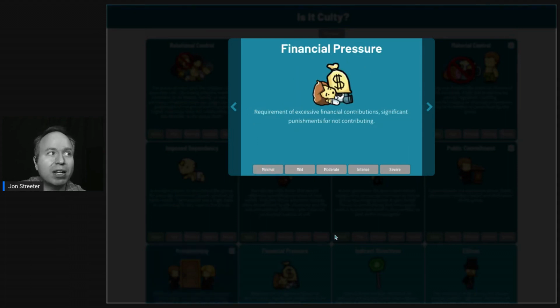All right. Financial pressure, requirement of excessive financial contributions. And if you don't contribute, there may be significant repercussions. Do you have to pay fees or dues to be a part of it? And is there a high expectation that you continue to do that?